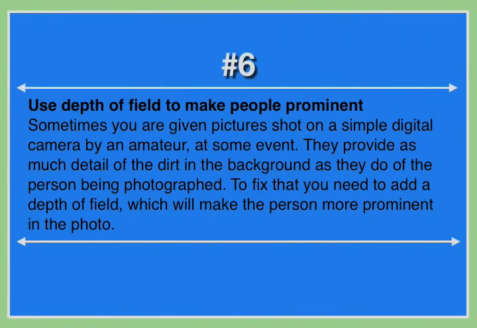Number 6. Use depth of field to make people prominent. Sometimes you are given pictures shot on a simple digital camera by an amateur at some event. They provide as much detail of the dirt in the background as they do of the person being photographed. To fix that, add a depth of field, which will make the person more prominent in the photo.